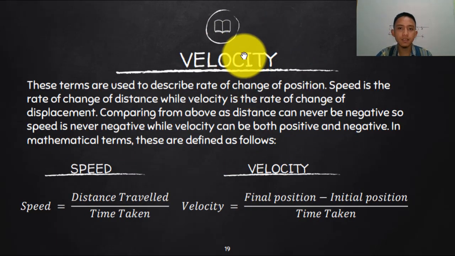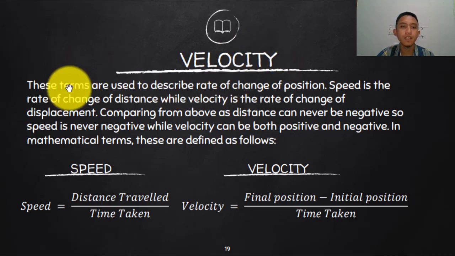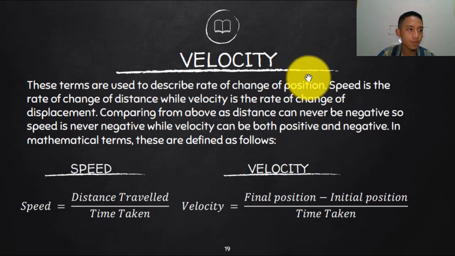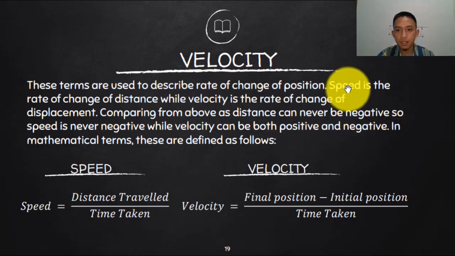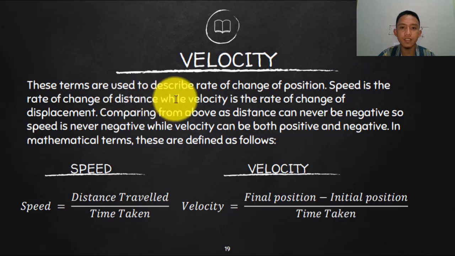Now we have velocity. These terms are used to describe the rate of change of position. If you say rate of change, that is how fast the position is changing. By the way, we can relate that later on to calculus, because that is one topic of calculus. Speed is the rate of change of distance, while velocity is the rate of change of displacement.